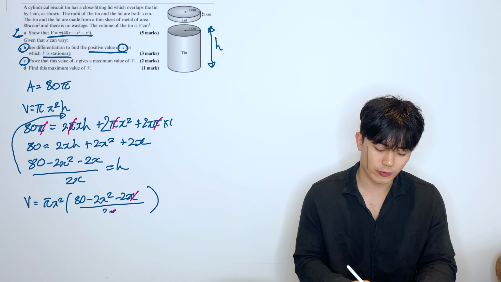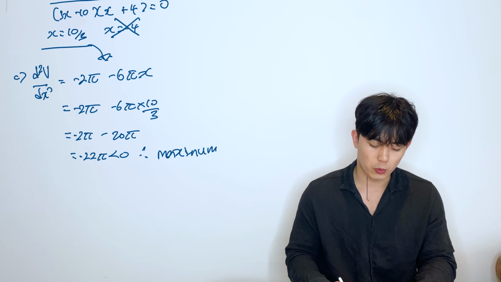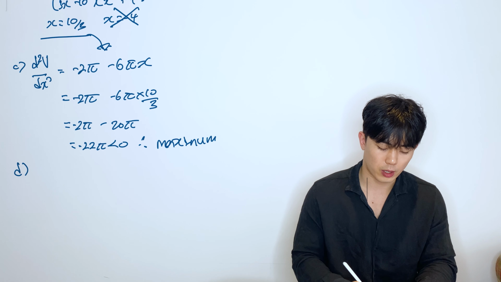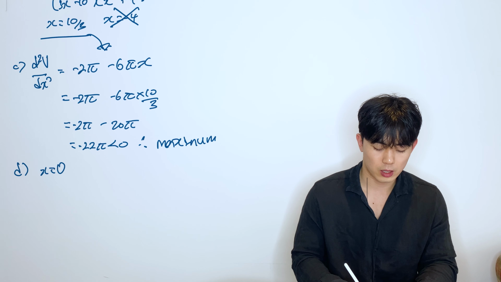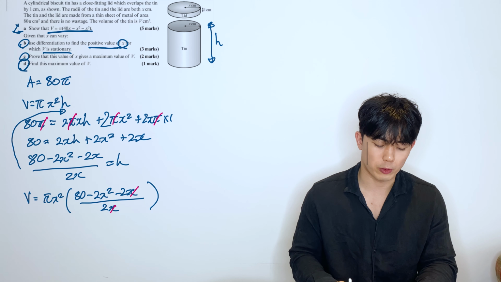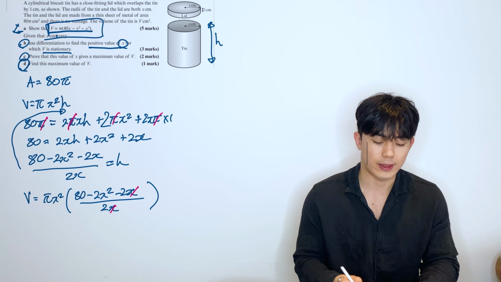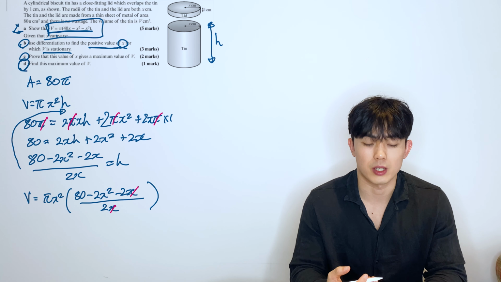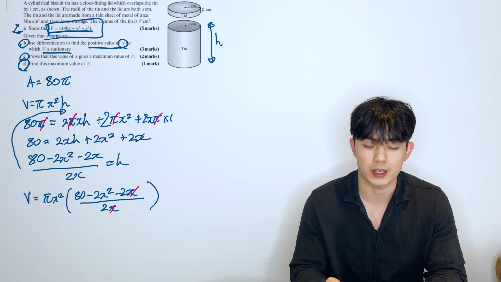And finally, it says find this maximum value of V. Well, we got that the maximum occurs when x is 10 over 3, right? So therefore, I can plug it into my V equation, which I found earlier, this one here, and that will give you the maximum value of V. So you guys can do this later on, it's just literally plugging it in.